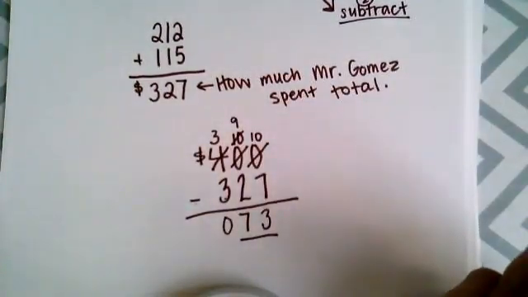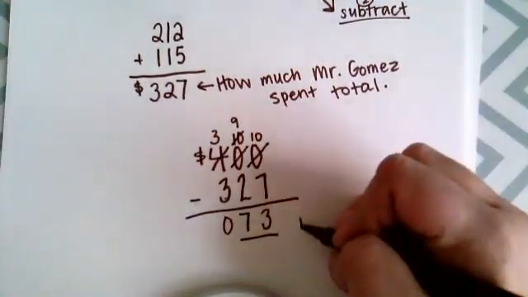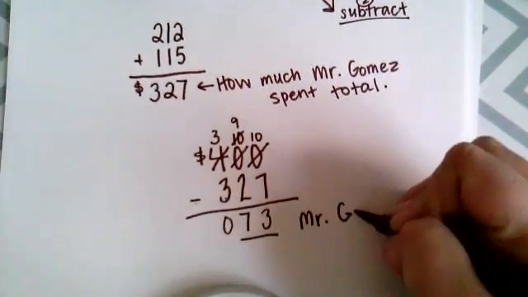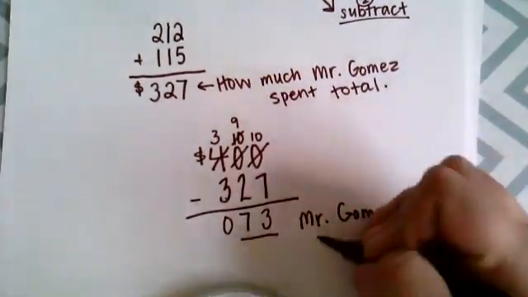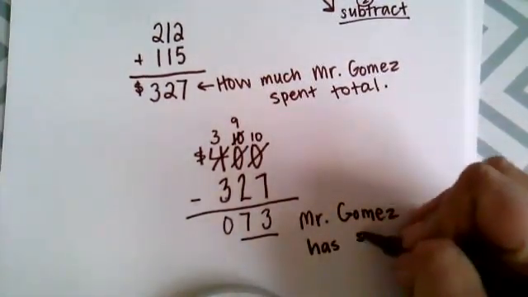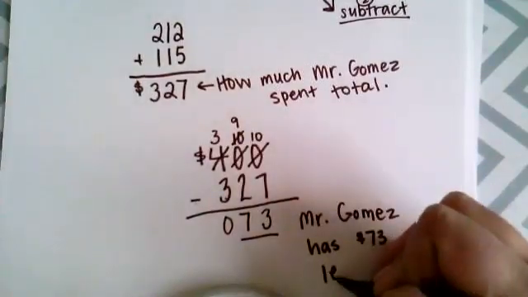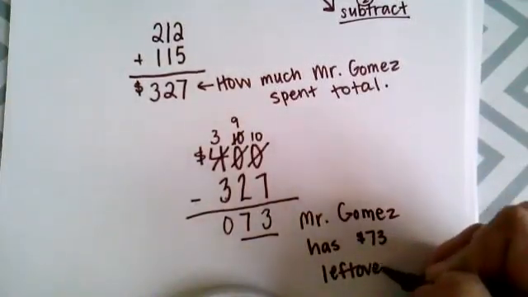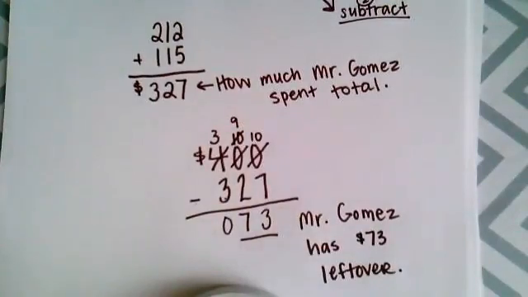So my question was, how much money does Mr. Gomez have left over? Give me a sentence. June. Mr. Gomez has $73 left over. Good sentence. Mr. Gomez has $73 left over.